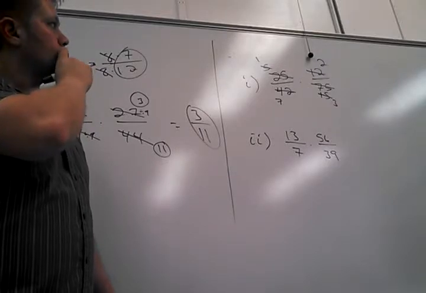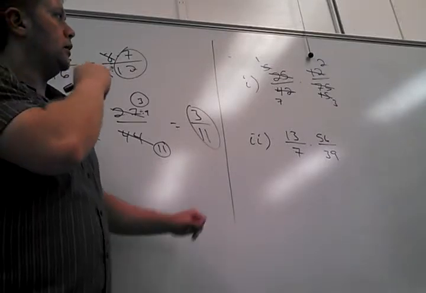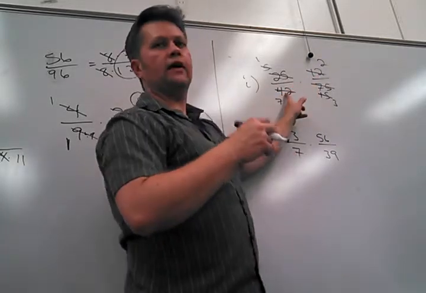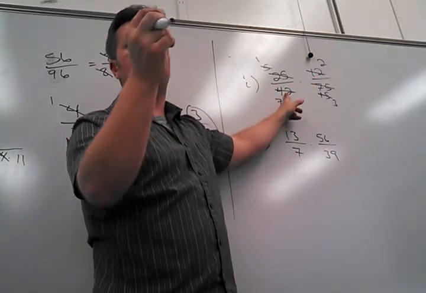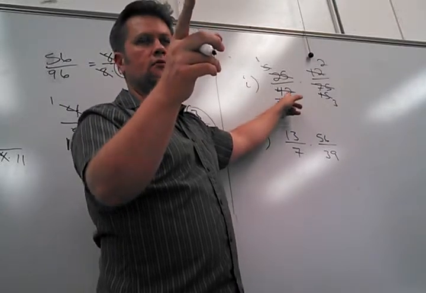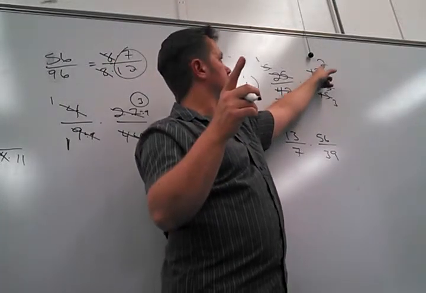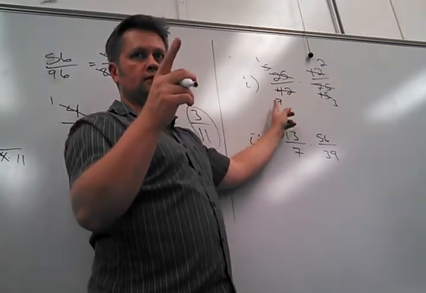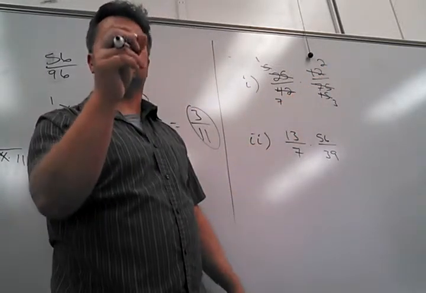Between these two, I can divide. What can I divide 12 and 42 by? I can divide them both by something even bigger. I can divide them both by 6. What's 12 divided by 6? 2. What's 42 divided by 6? 7. So that's all I'm doing, I'm dividing the top and the bottom by the same thing.